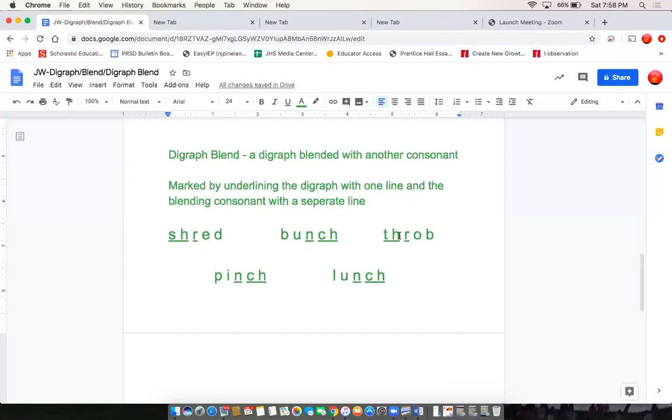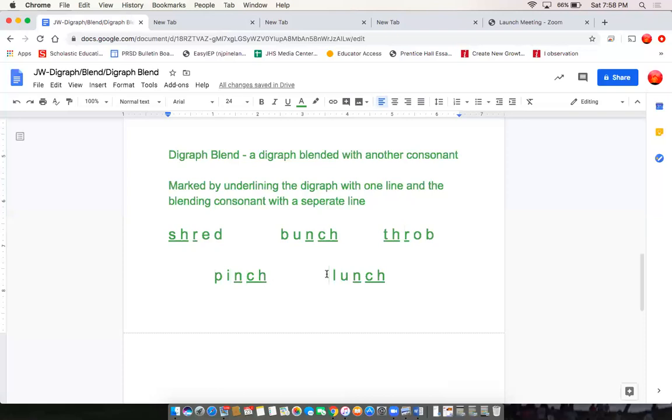The next word is throb. So th is your digraph there, right? And then r is the blend. That's what makes it a digraph blend. So the th is underlined together and the r is underlined on its own. Next word is pinch. So we have the n, that's part of the blend, and then ch, that's a digraph. So the n is underlined with its own line, but the ch shares one.